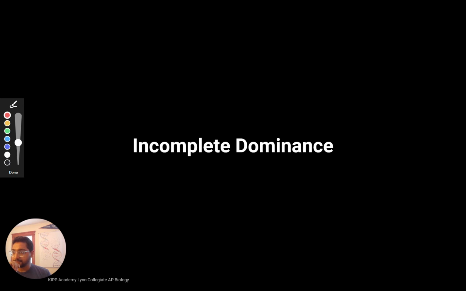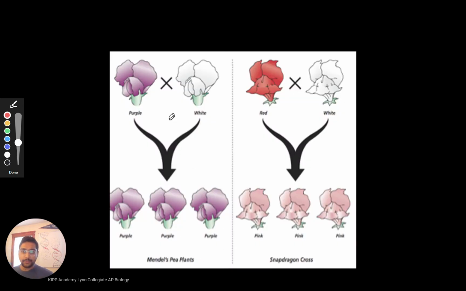Incomplete dominance. So this is what Mendel thought. Mendel, in his experiment, crossed purple and white together. He saw that this only led to purple plants because this was the dominant one. You got capital P, capital P. Here you got lowercase p, lowercase p. And so you ended up, when you combined them, you only got purple.